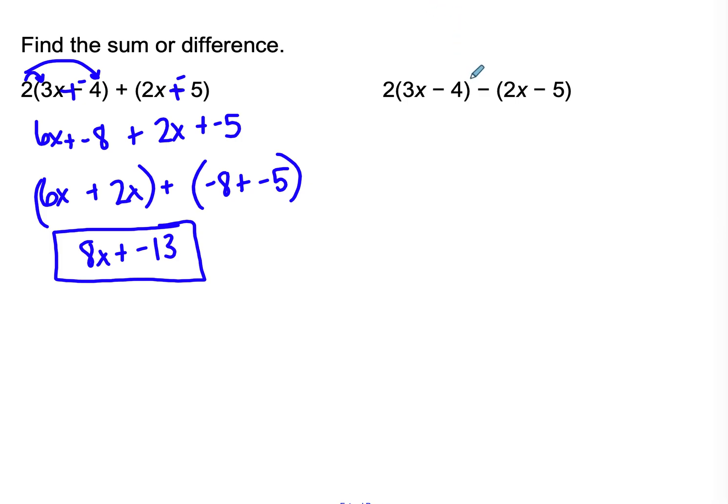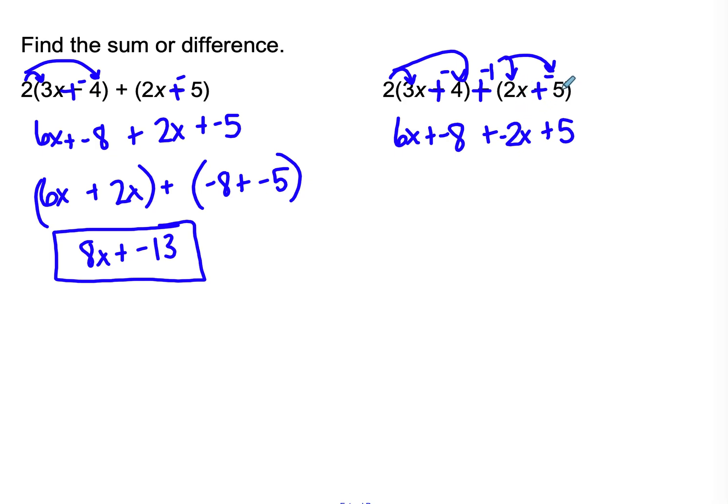Same numbers, now the problem is subtraction though. Boom, boom, negative 4, boom, boom, plus negative 1, boom, boom, negative 5. First part, 2 times 3x is 6x. 2 times 4 is negative 8. Negative 1 times 2x is negative 2x. Negative 1 times negative 5 is a positive 5. My negative became a positive.